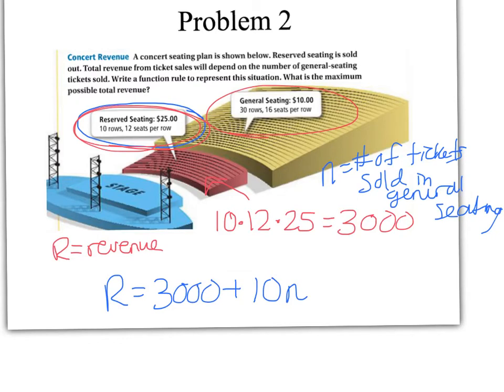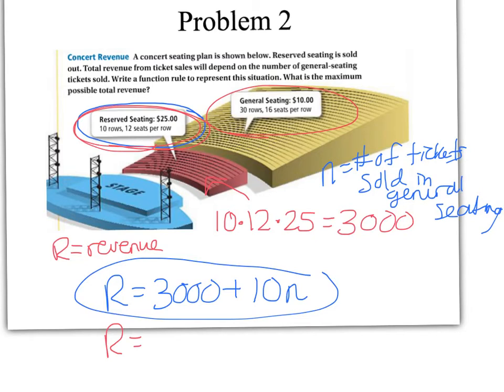The revenue is going to be $3,000 plus they're going to make $10 on every single ticket they sell in general seating. Okay, so that's our function rule. Now it says what's the maximum possible total revenue? Well, it's going to be if we completely sell out of general seating. So what's the biggest number you could put in for N? What's the biggest number of tickets you could sell in general seating?